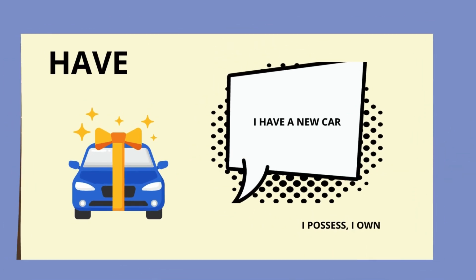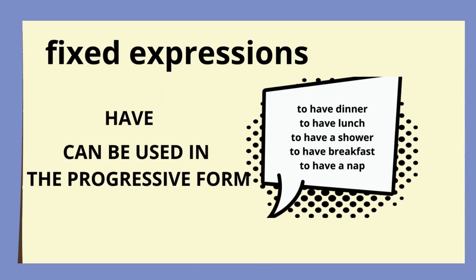I have a new car. It means that I own or I possess a new car. I have it. So the verb to have can be used in the progressive form with its fixed expressions. For example, to have dinner, to have lunch, to have a shower, to have breakfast, to have a nap, etc.